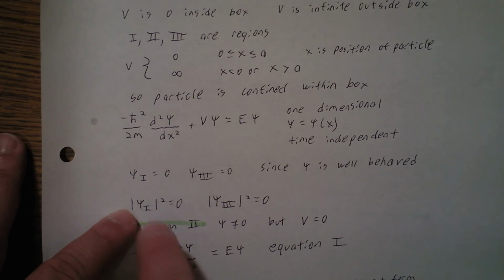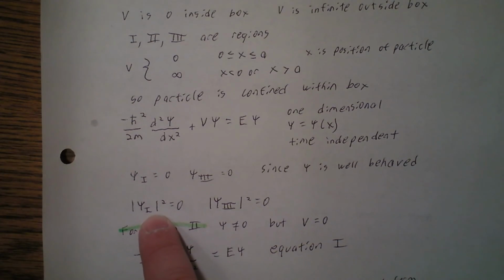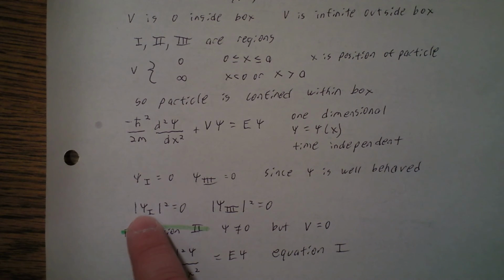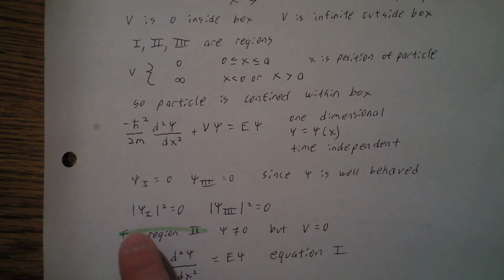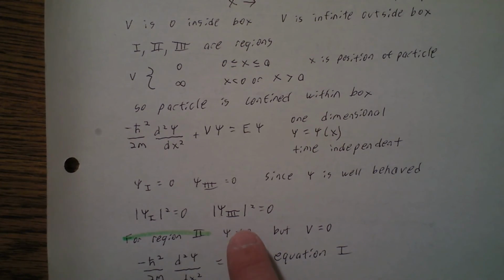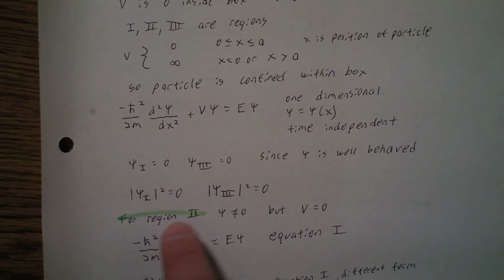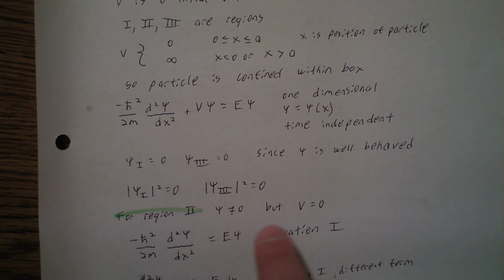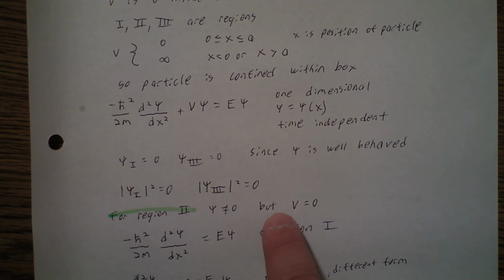Now, we know that the probability, the absolute value of psi in region 1 squared, is equal to 0. And we know that the absolute value of psi in region 3 squared is equal to 0. So we say the probability of it being in region 1 is 0, and the probability of it being in region 3 is equal to 0. So for region 2, psi is not equal to 0, but the potential energy is equal to 0.